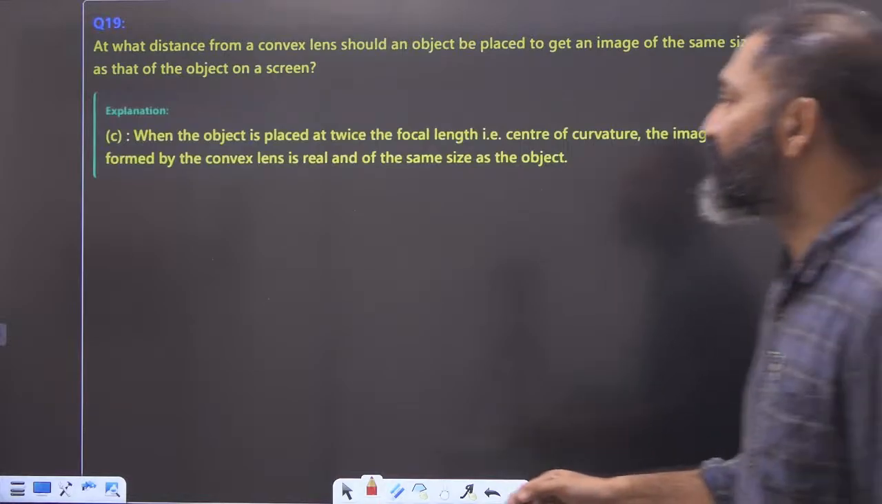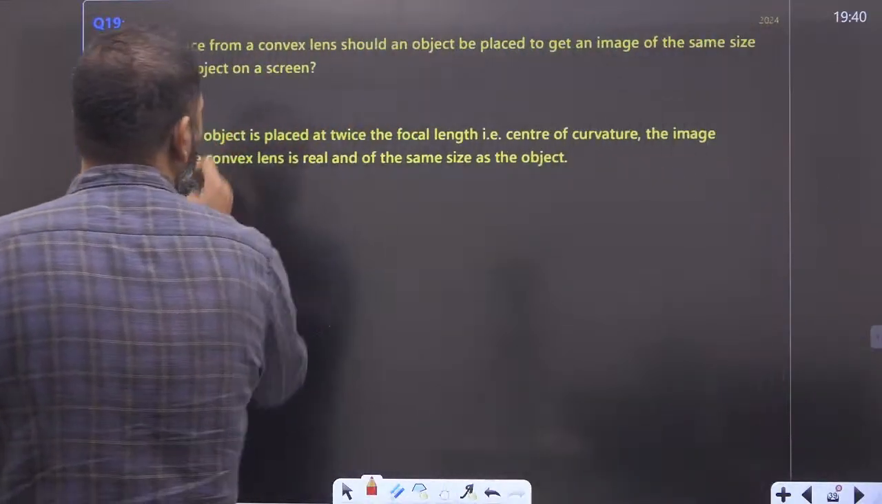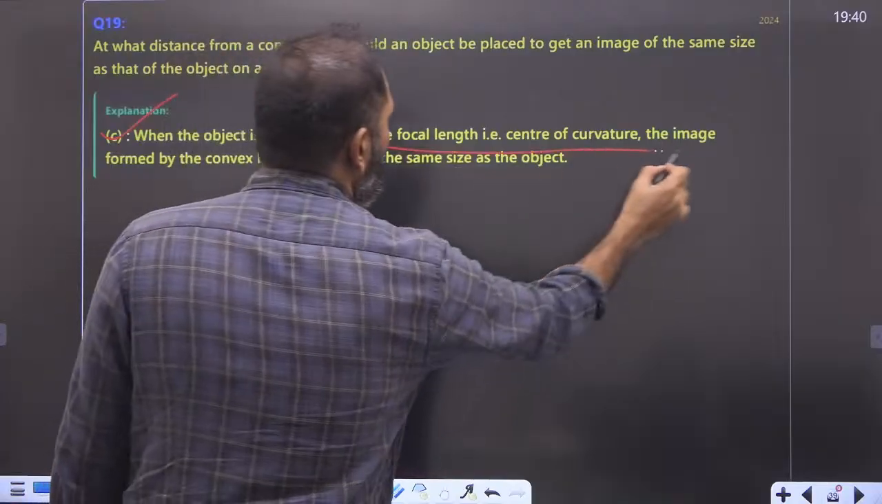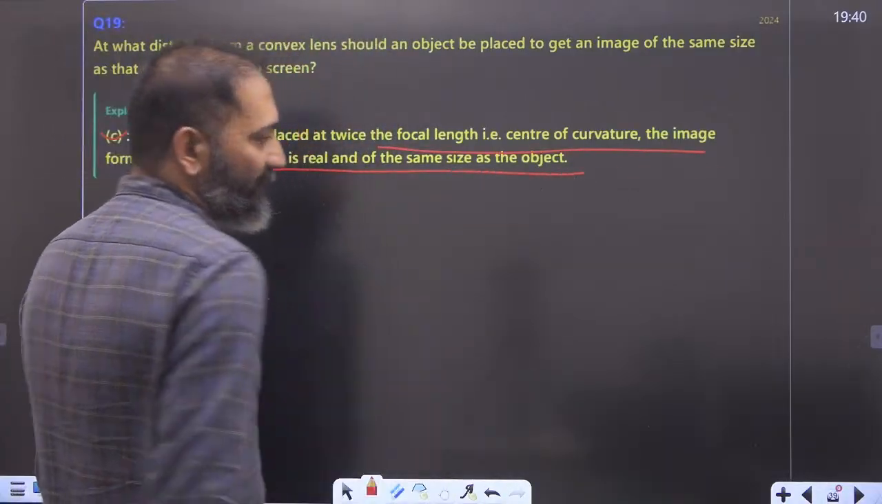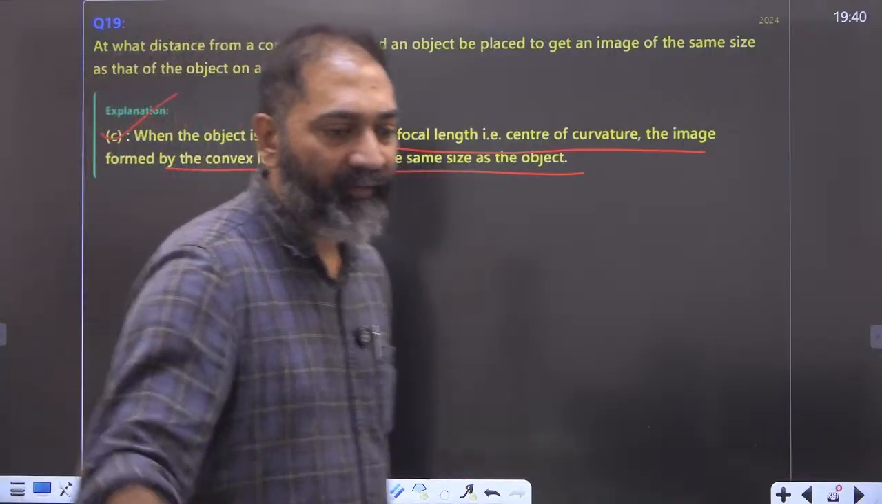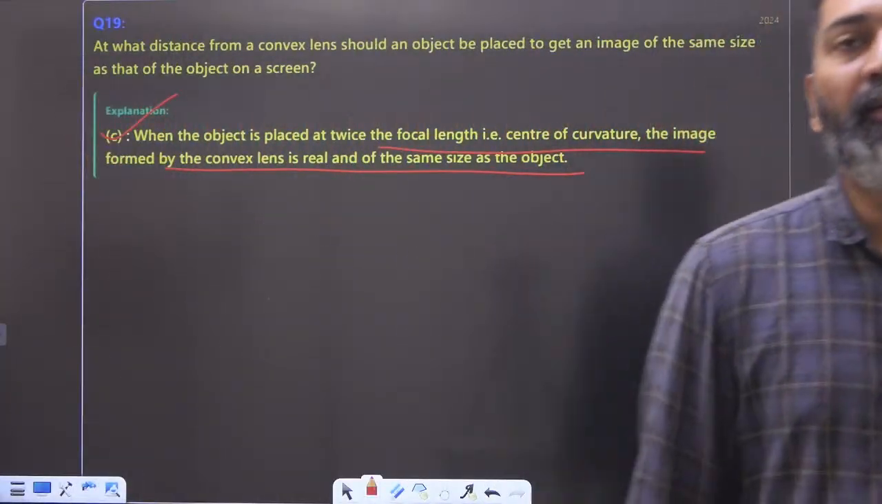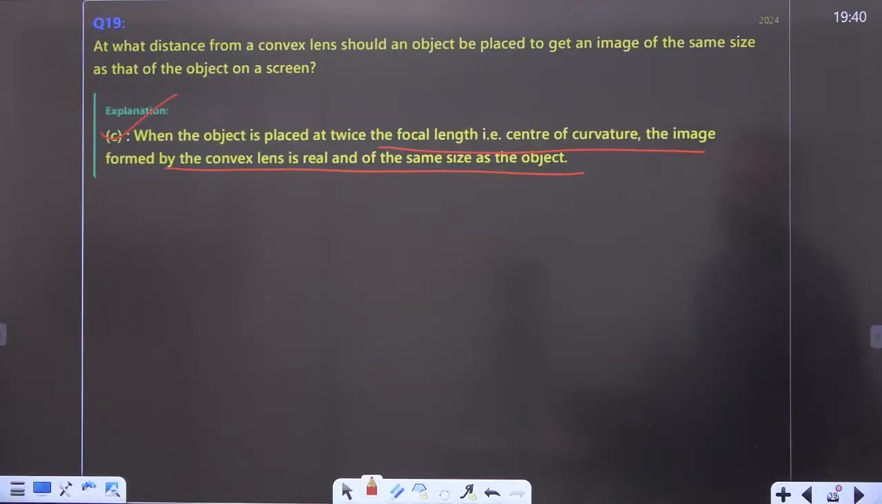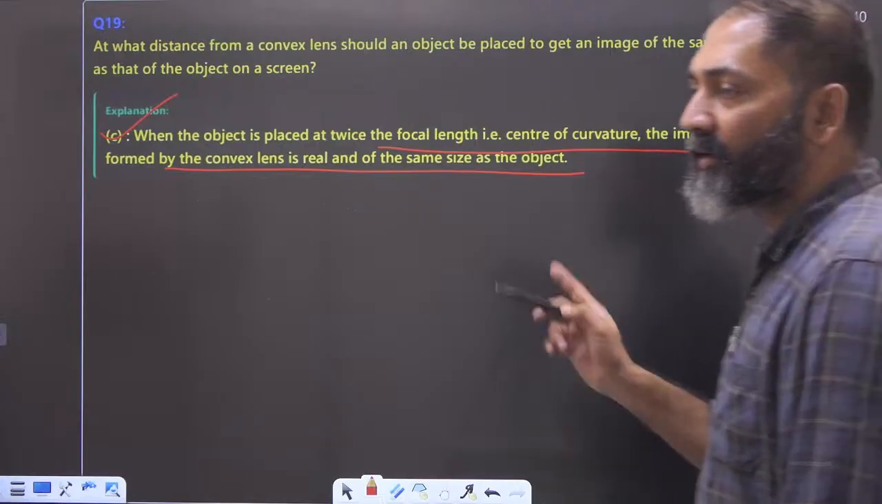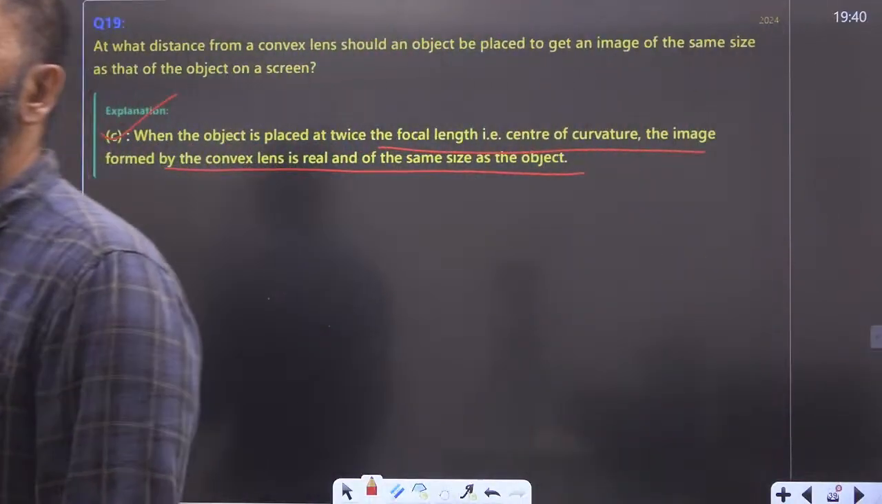We know option C is the answer. When the object is placed at twice the focal length, that is center of curvature, the image formed by the convex lens is real and of the same size. Isn't it? At the center of curvature, the image is same size, real and inverted.